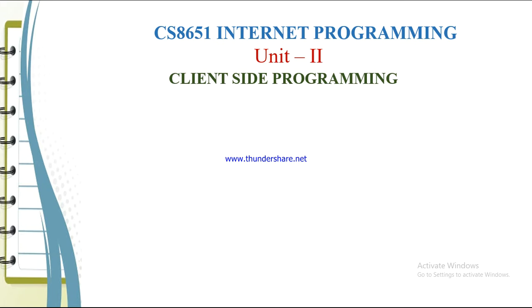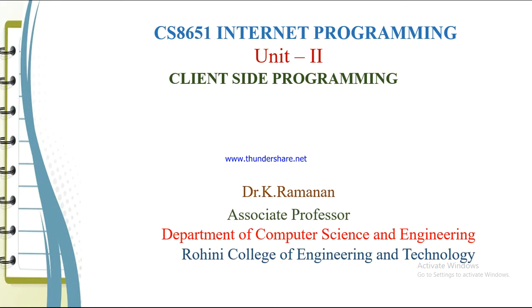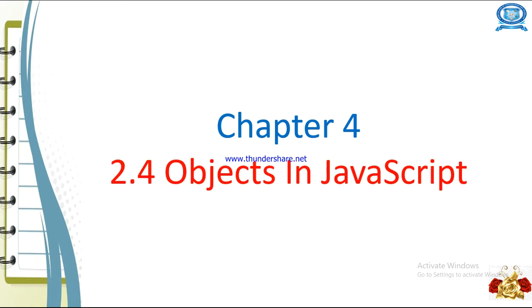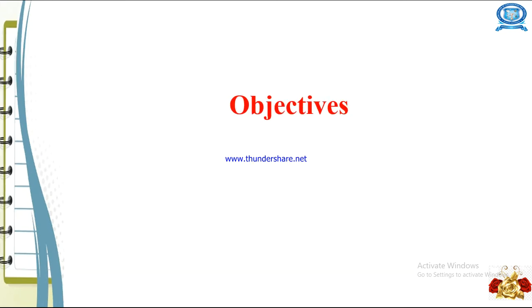Now I am going to explain the subject. The topic is internet programming. In this internet programming, I am going to explain the fourth chapter, that is objects in JavaScript. So what's the main objective of these objects in JavaScript?